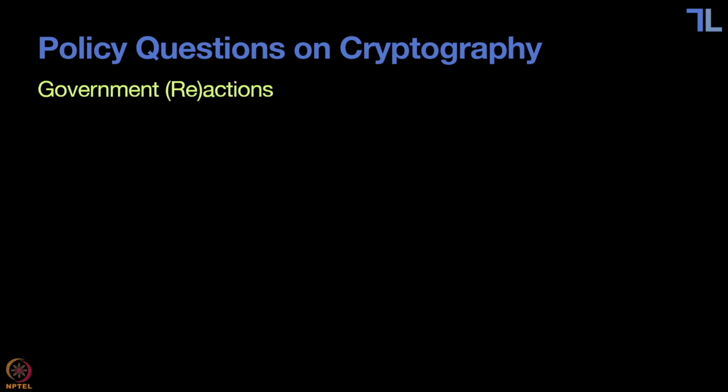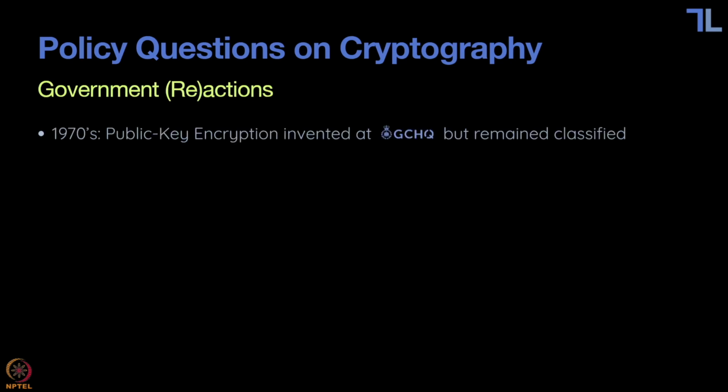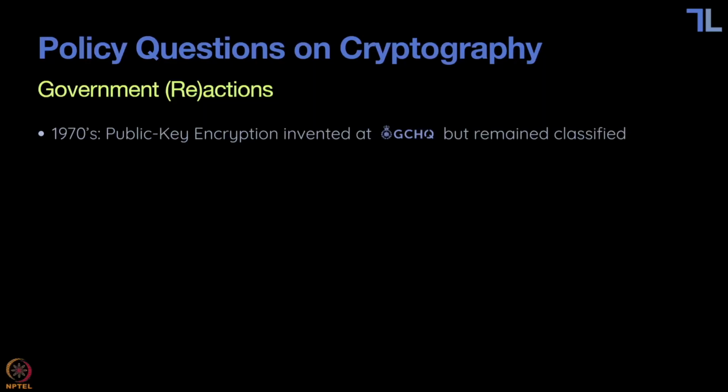So what do governments do, or what have they done? So in the 70s, for instance, public key encryption I mentioned was invented in GCHQ by people like Cox and Williamson, and it was not published. Okay, it was such a powerful, useful, enabling tool for us now, but at that time it was not published because it seemed like a dangerous thing.